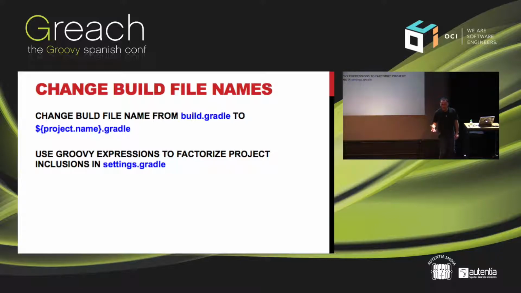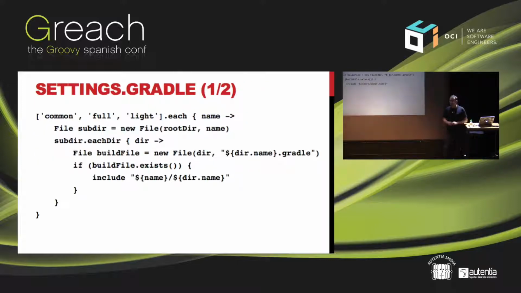Being a Groovy script, you can do anything you need or you want with Groovy, such as this. Say, for example, that your multi-project build is comprised of different directories such as common, full, light. And inside each one of these directories, on the second level, you have the actual projects. For example, UI common, core, model, whatever it is.